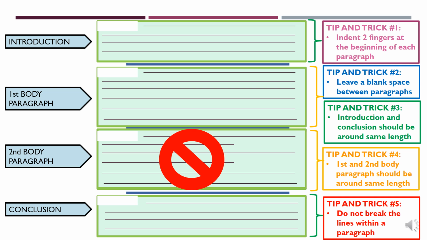Okay? So please bear in mind these tips and tricks. Indent 2 fingers at the beginning of each paragraph, leave a blank space between paragraphs, let your introduction and conclusion paragraphs be around the same length, but a little bit shorter than the first and second body paragraph, which should be, again, around the same length, but a little bit longer. And one very important tip and trick is not breaking the lines within a paragraph.